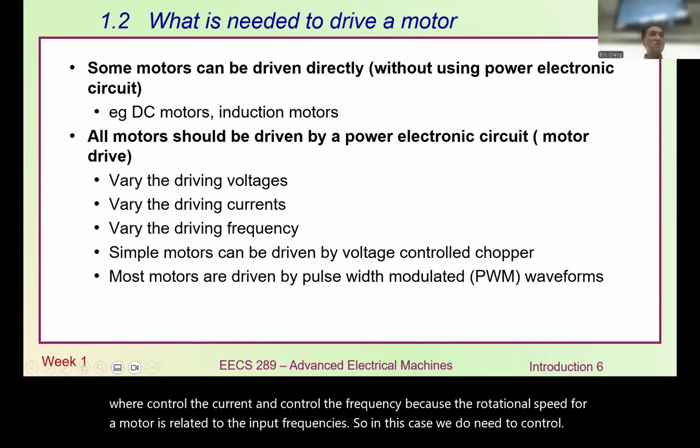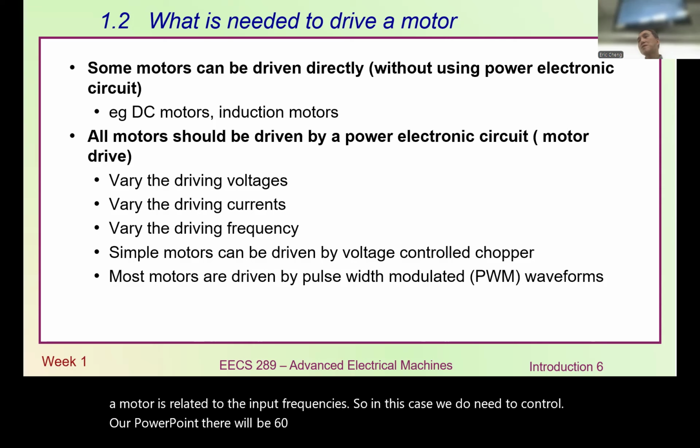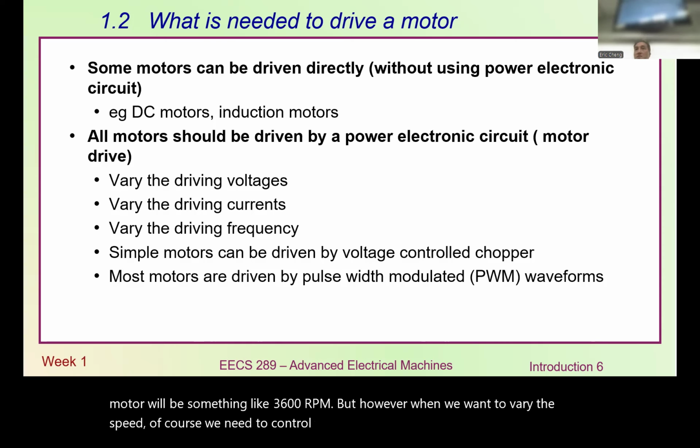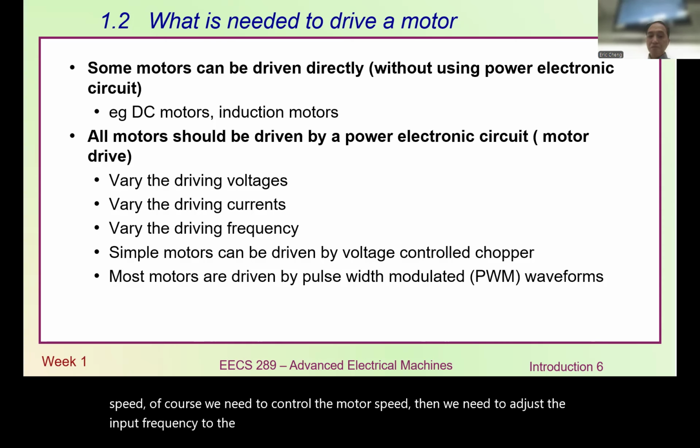Our power line there will be 60 Hertz, so the nominal rotational speed for a motor will be something like 3,600 RPM. However, when we want to vary the speed, we need to control the motor speed. Then we need to adjust the input frequency to the motor driving system. And we are not using 60 Hertz, we are using many other frequencies.